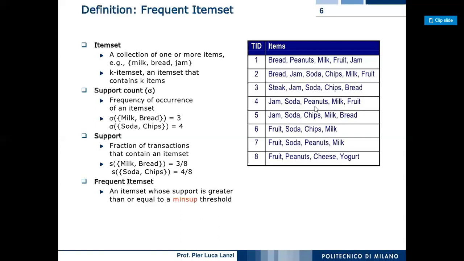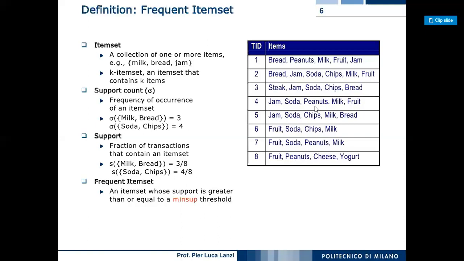The frequency is represented with the symbol sigma. Similarly for soda and chips, the frequency is 4. So the support count is just the frequency of the item set. Next is the support: the fraction of transactions that contain an item set. This means the number of transactions that contain the item set upon the total number of transactions. Here there are a total of 8 transactions, so the support for milk and bread equals 3 by 8, and the support for soda and chips equals 4 by 8.